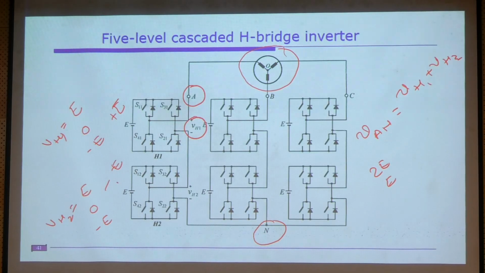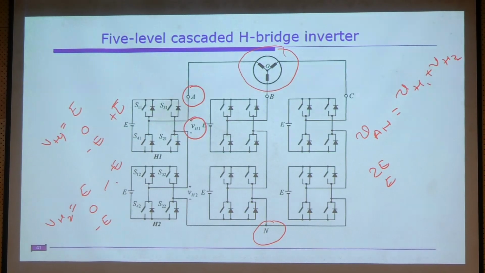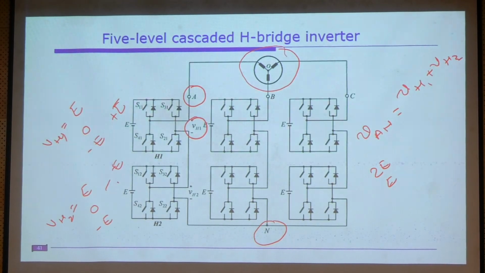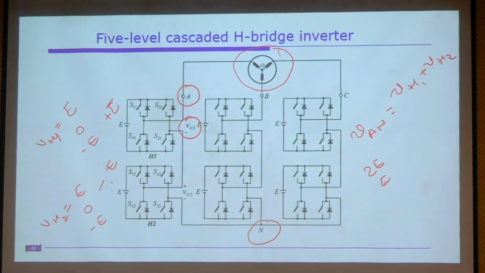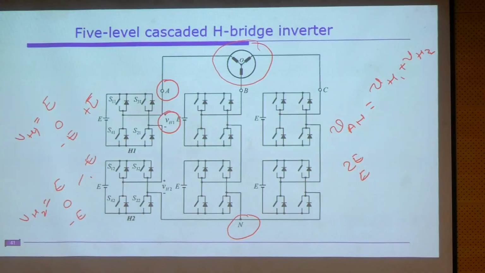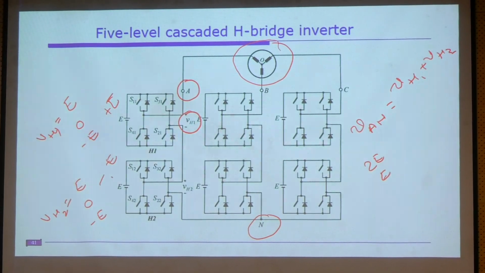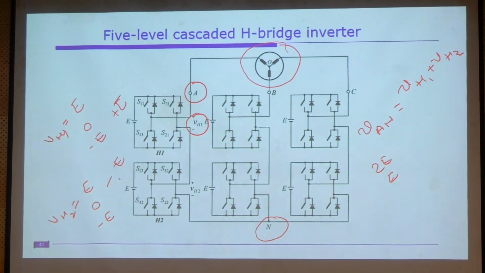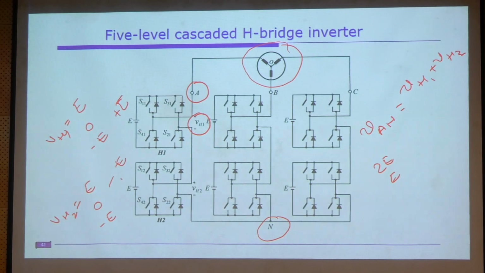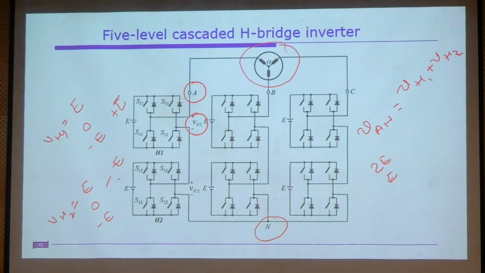A lot of options are there, right? So here we need to know one thing. This is getting one switching state for one level. If you have multiple switching paths for one voltage level, that is known as switching redundancy, or redundant switch states, right?